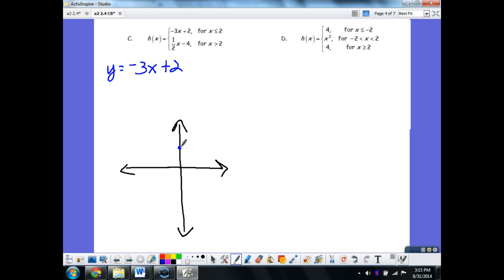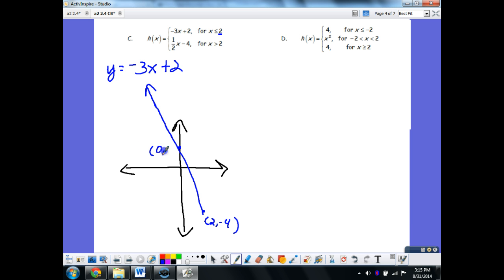Okay. And we know the slope is negative 3. So we are going to go down 3 to the right 1, down 3 to the right 1. If we let x equal 2, negative 3 times 2 is negative 6, plus 2 is negative 4. So at 2, we're going to be down here at this point, 2, negative 4. So this is what this line looks like, and it's going to go all the way to the left, so it's going to keep going.